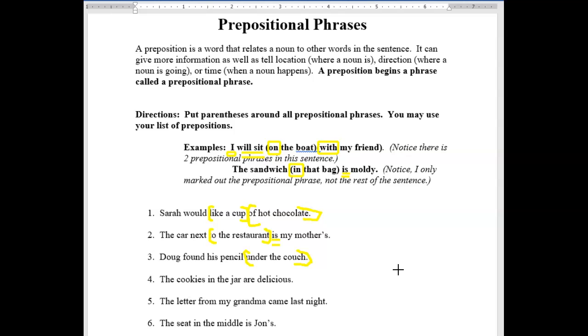Okay, so now what I want you to do is just do 4, 5, and 6 by yourself. And hopefully tomorrow we'll be back in class and we will finish out the others together.